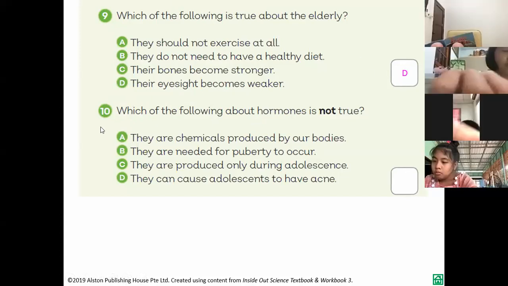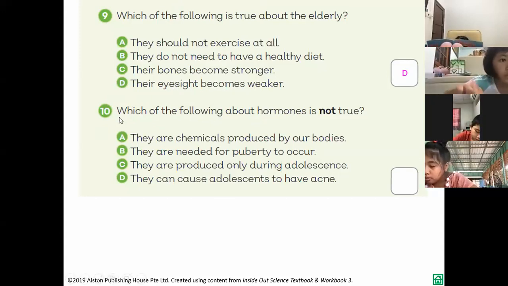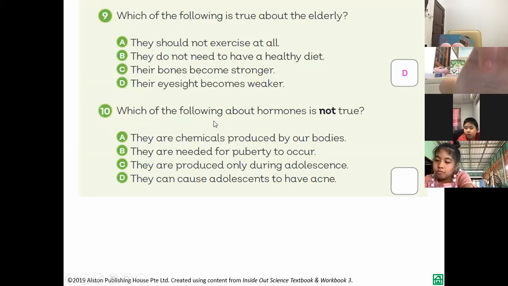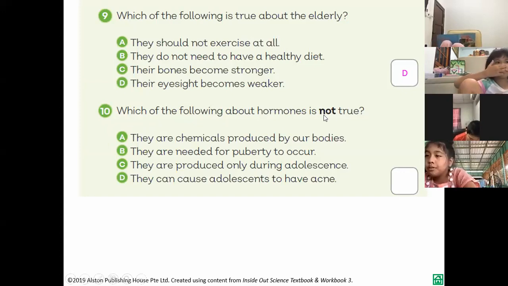Okay, number 10. Tamlung, can you read number 10? Which of the following about hormones is not true? Okay, very good, thank you. So which of the following about hormones is not true?